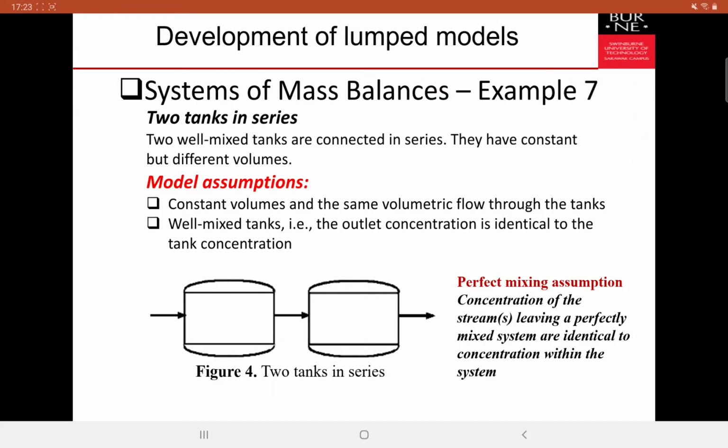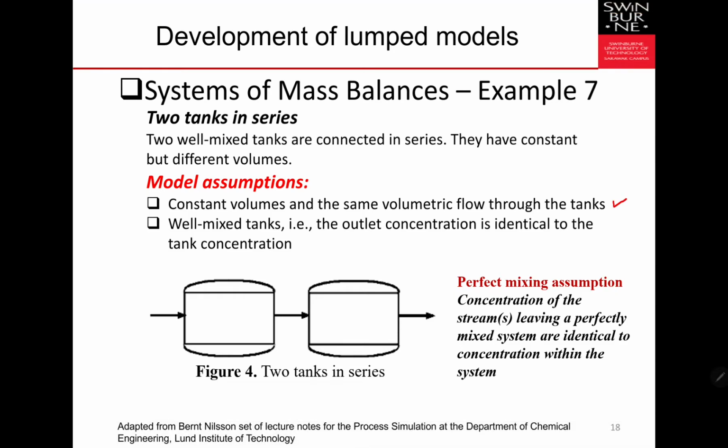Moving on to example 7, two tanks in series. In this particular example, we will discuss how to make a mass balance for the two well mixed tanks that are connected in series, which have constant but different volumes. In these assumptions, we assume constant volumes and the same volumetric flow through the tanks.